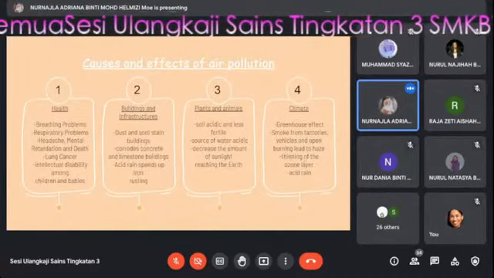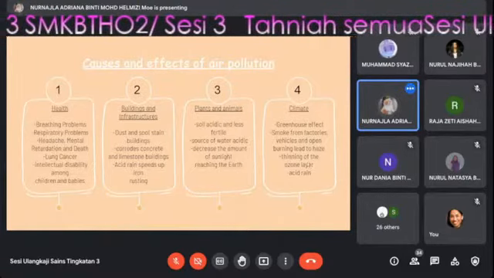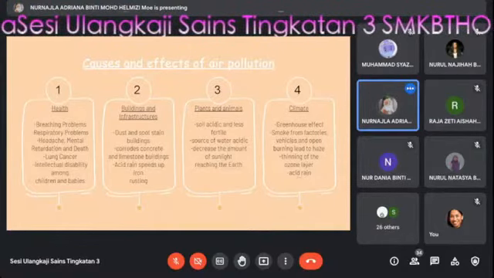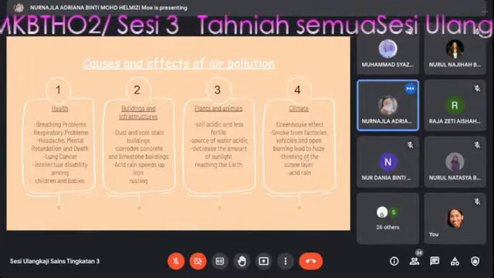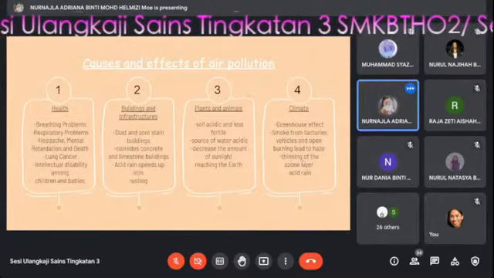Dan thinning of the ozone layer, penipisan lapisan ozon yang berpunca daripada chlorofluorokarbon. And acid rain, hujan asid dan berpunca daripada gas sulfur dioksida dan nitrogen dioksida.